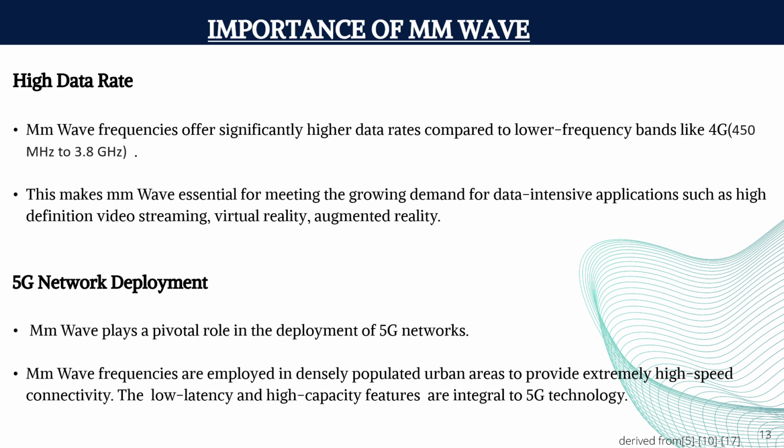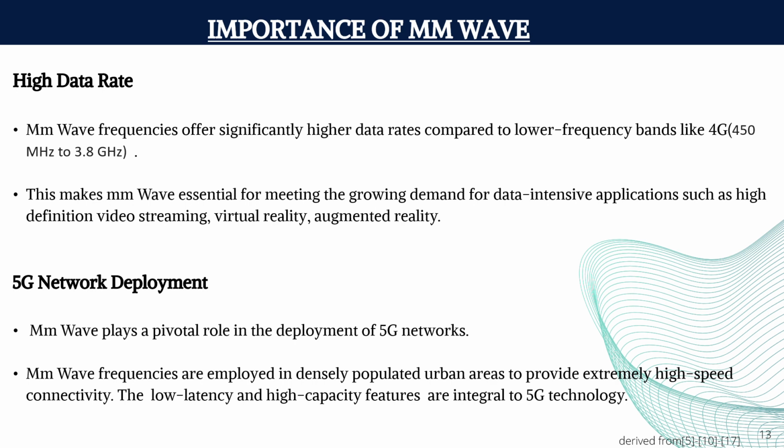Moving to the importance of the millimeter wave. First one is high data rate. The millimeter wave frequencies offer significantly higher data rates compared to lower frequency bands like 4G. 5G is a lower frequency band and it has frequency ranges from 450 MHz to 3.8 GHz. This makes the millimeter wave essential for meeting the growing demand for data intensive applications such as high definition video streaming, virtual reality, and augmented reality.